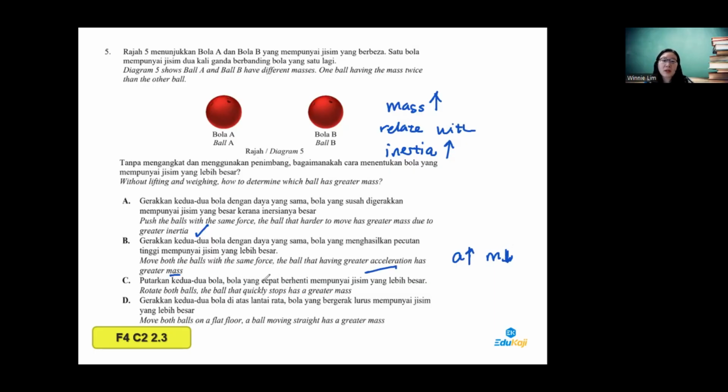Okay, next, rotate both balls. The ball that quickly stops has greater mass. Also not correct, because by right, if they stop faster, that means it has lower mass. Then move both balls on the flat floor. A ball moving straight has a greater mass. Also not a correct idea. So the choice is definitely A.